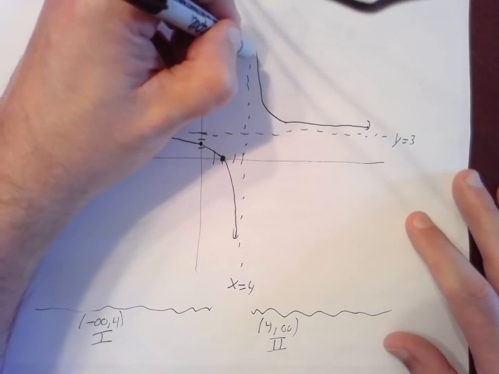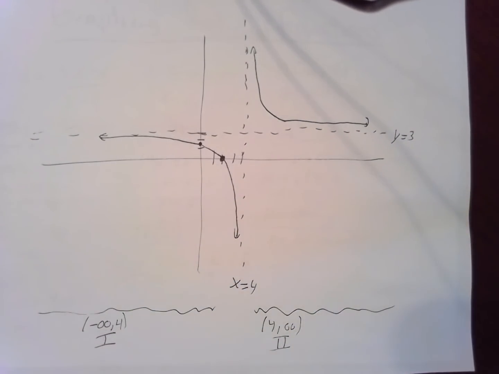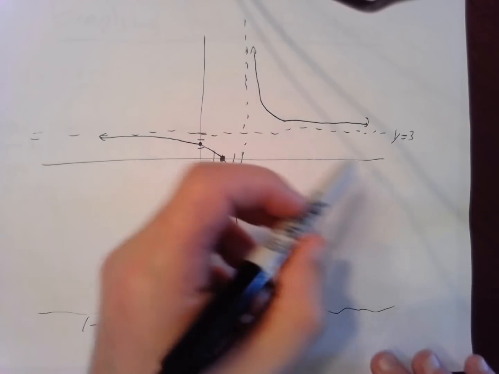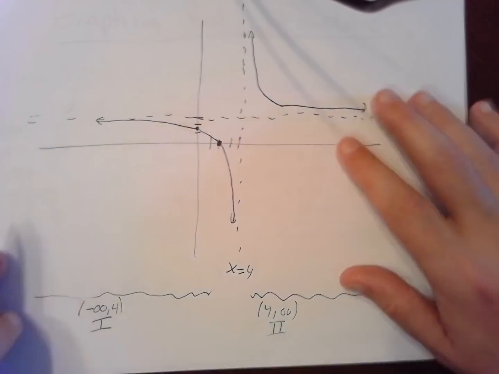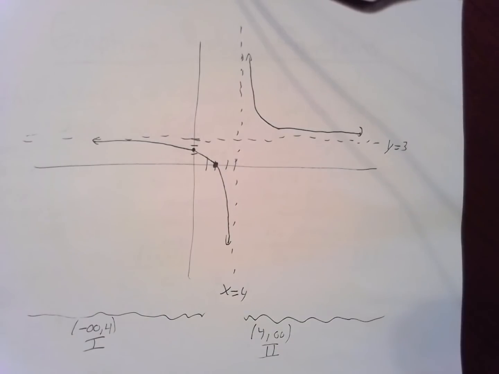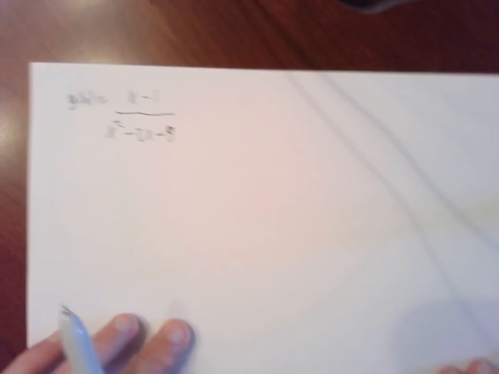If you can't immediately see that, that's okay. Plot some points. That's the last step: plot as many points as you need to convince yourself what the graph is going to look like. Okay, so this one is done. That is the graph of that function. Okay, let's look at another example. We're going to do a few of these.